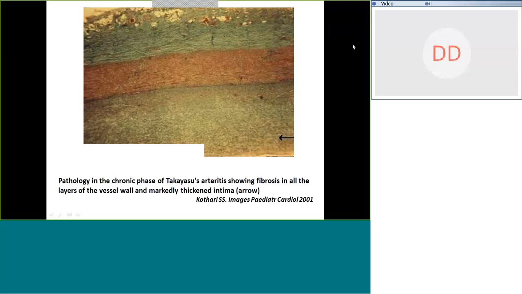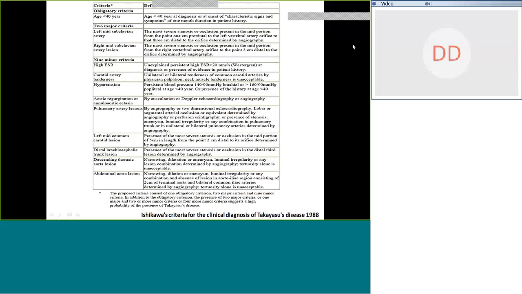How do you diagnose it? That's a question that has been on people's minds for a long time. There are two or three sets of criteria that have been described. One is called the Ishikawa criteria, which was described in 1988, which gives one obligatory criterion that has to be there. That means age has to be under 40 years. Then you have 2 major and 9 minor criteria.